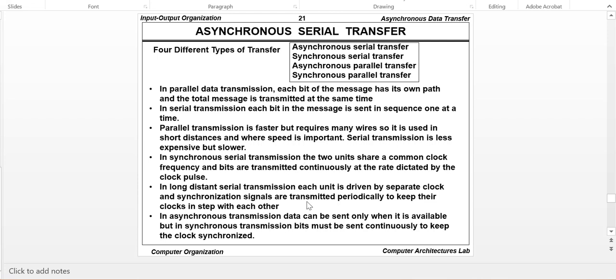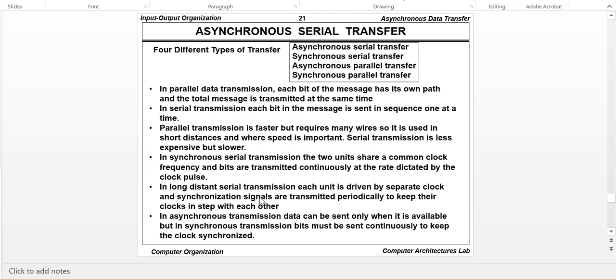In long distance serial transmission, there won't be a common clock. In a short distance serial transmission, there will be a common clock which is common to both the units, synchronizing the data transfer bit by bit. Whereas in a long distance serial transfer, each unit will have its own private clock generating the clock pulse, and some synchronizing signals will be transmitted so as to keep the clock pulses of both the units synchronized. So that is synchronous serial transmission.